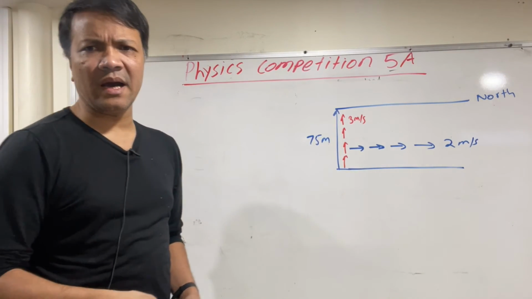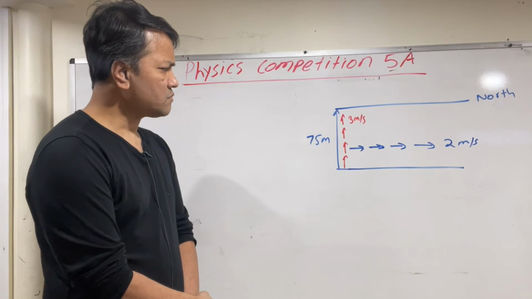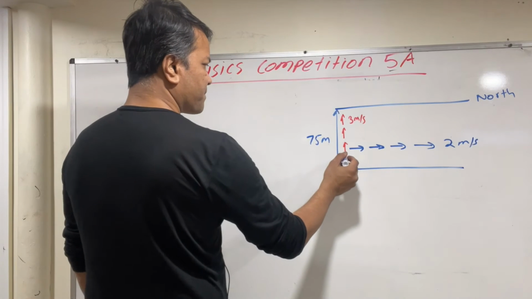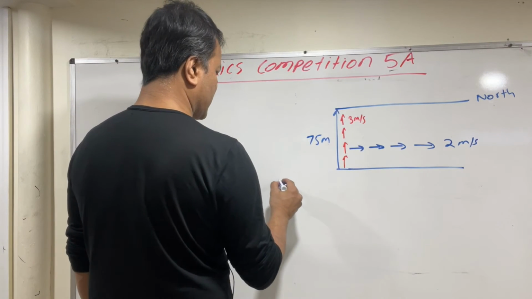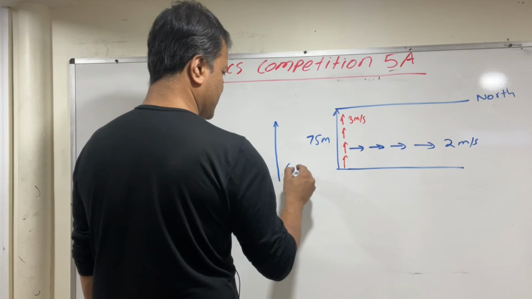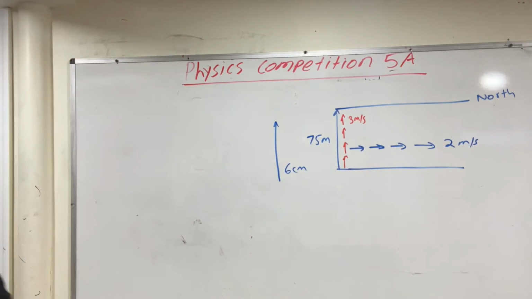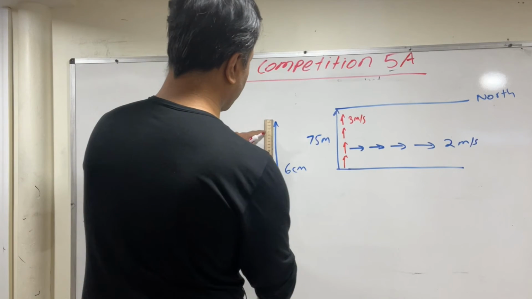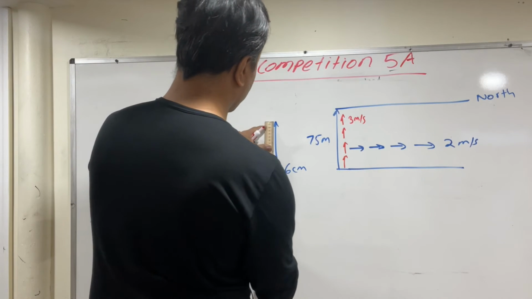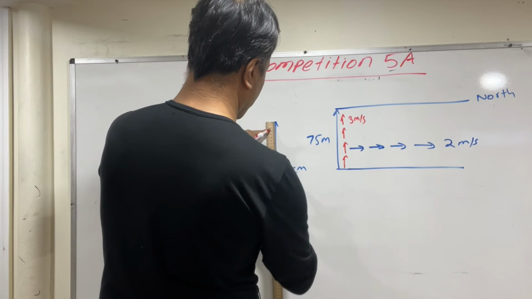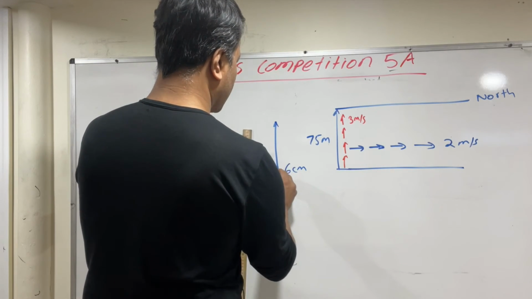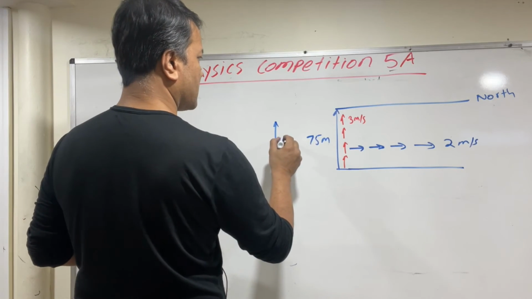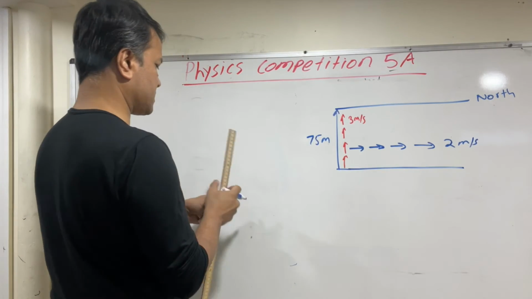Okay, so I ask you to do a very simple thing. I said that this 3 meters per second, I gave you a vector which is 6 centimeters, right? Let me use the ruler to make it 6 centimeters. This is centimeter, right? So 6 centimeters is too small. You're probably not going to see it. So I'm going to have to scale it up.